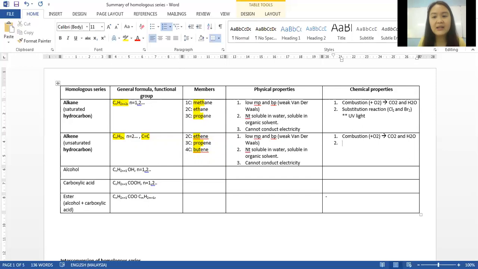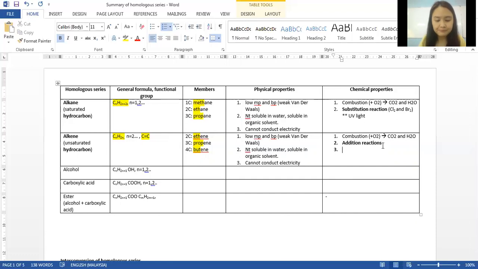Now, the second chemical property. Unlike alkane, which is saturated and can only carry out substitution reaction, meaning replacement, alkene is unsaturated, and due to the presence of that double bond, it is very, very reactive. It can carry out various addition reactions. As the name suggests, addition reaction means you add something into alkene, and there are many things that we can add into alkene.